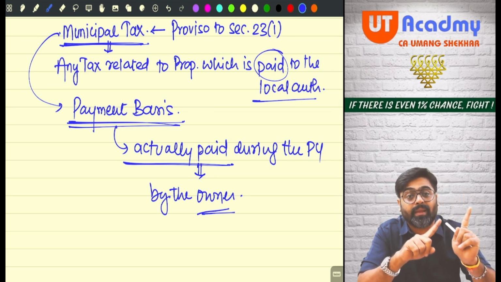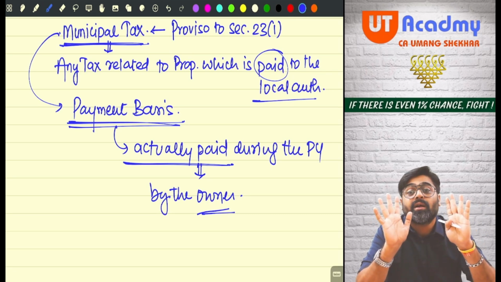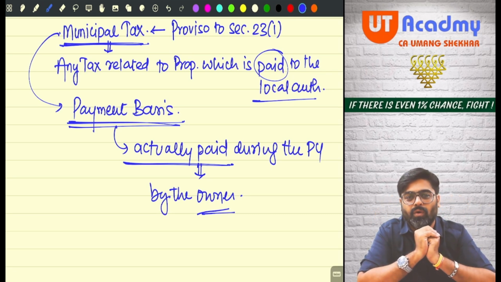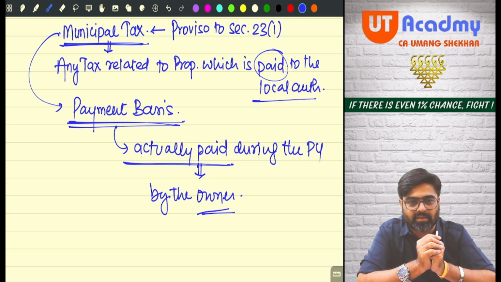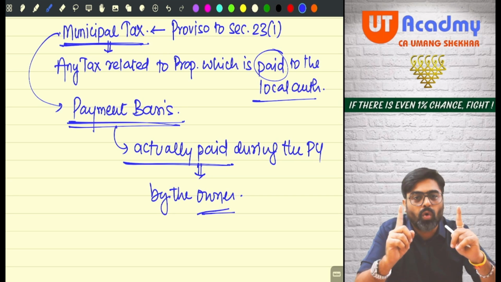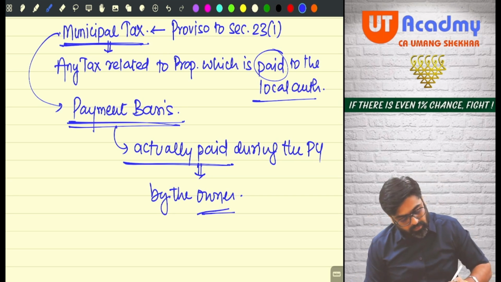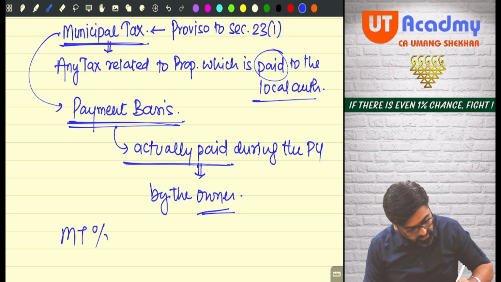Paid by the owner means the burden of the municipal tax should fall on the pocket of the owner. Only then it will be allowed as a deduction. I hope you understood this. Okay. So these two or three things are very important. Please remember. Now, sometimes the municipal taxes are given as a percentage.